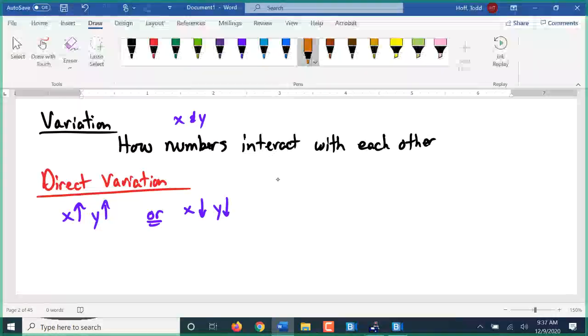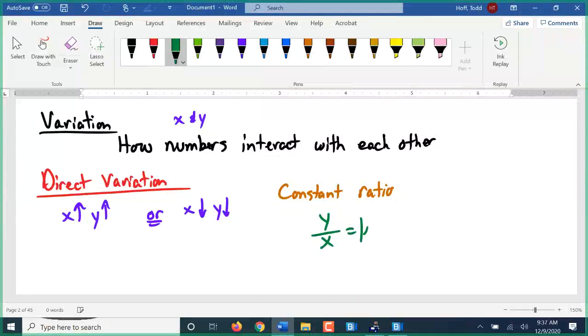Direct variation is often referred to as a constant ratio. So what that means is the ratio between x and y, y over x, equals a constant. Now it's typical to rewrite this in an alternative form, just because it's a little easier to have it as an equation. Instead of y divided by x equals a constant, it's just y equals a constant times x. That's the most commonly used form for direct variation.